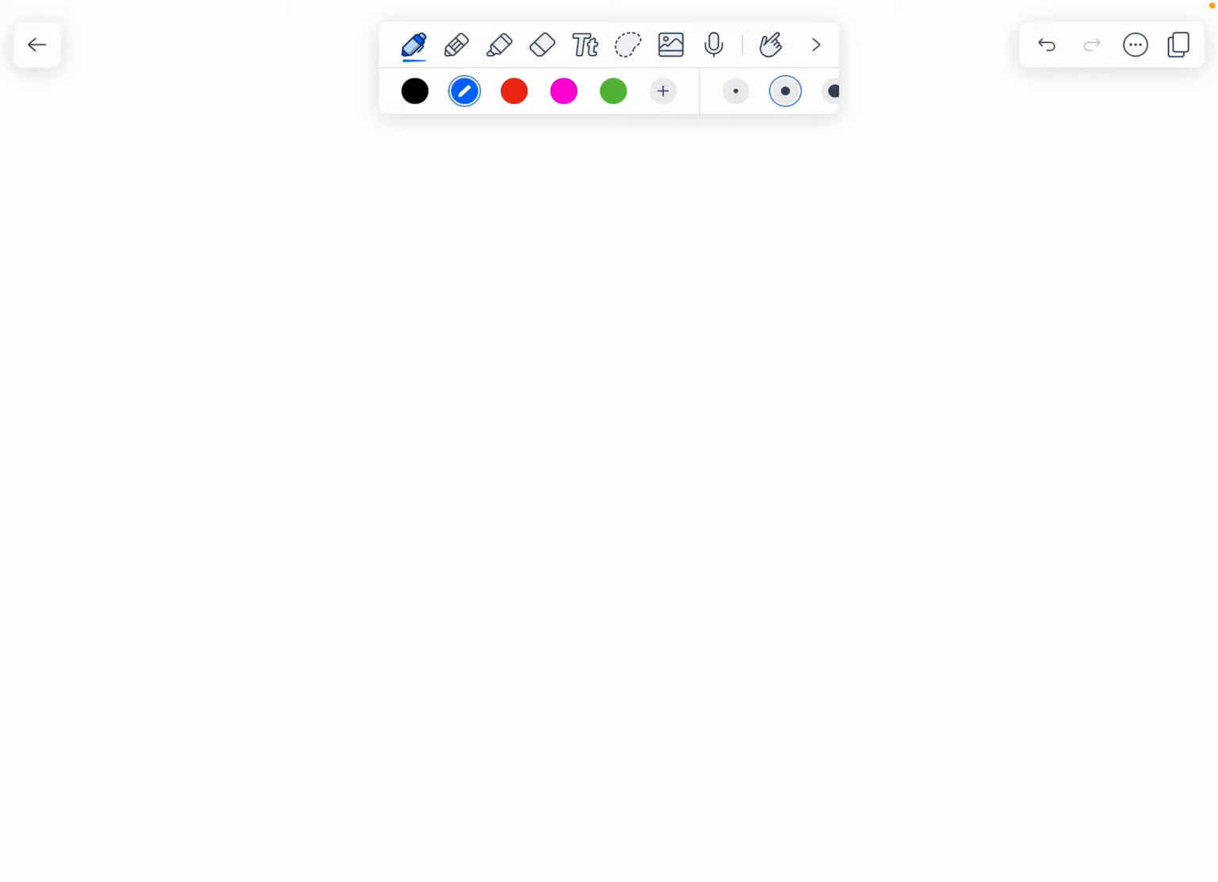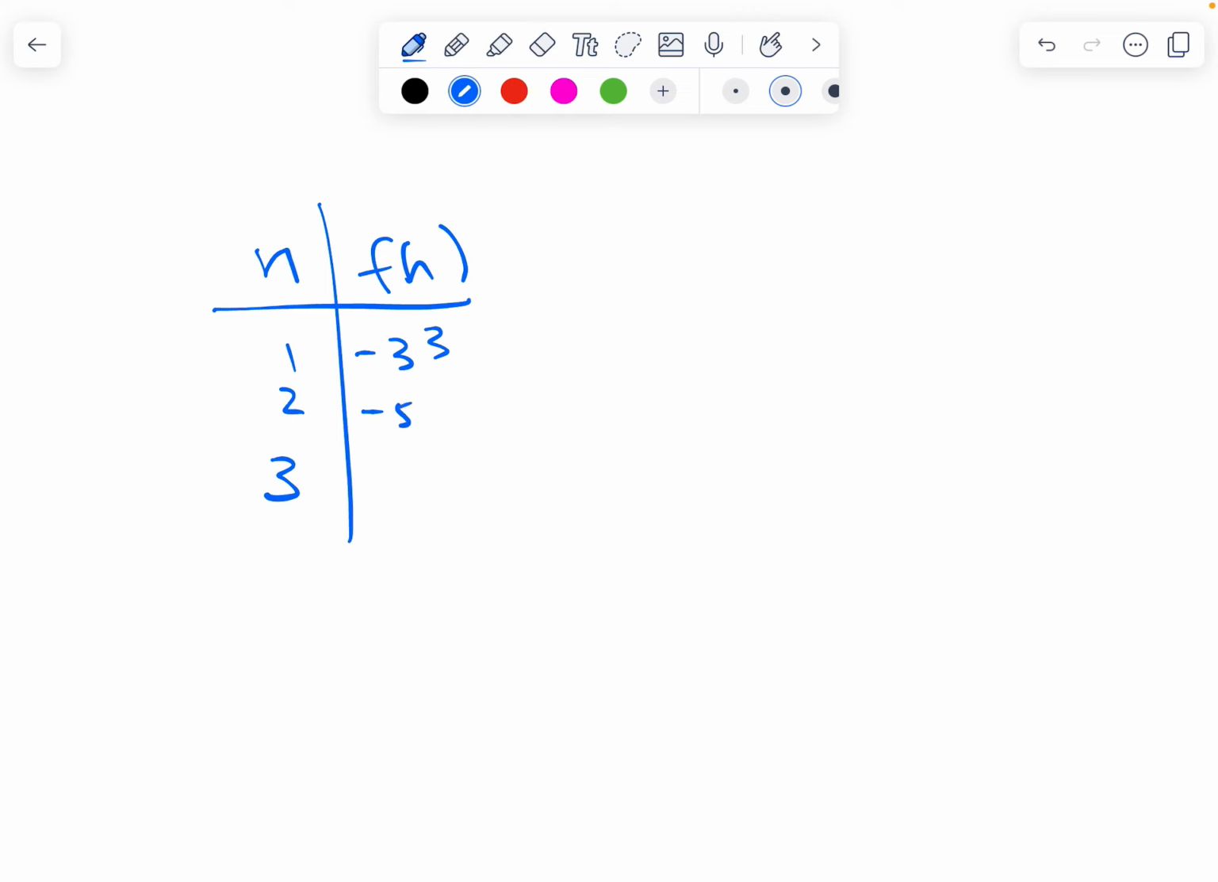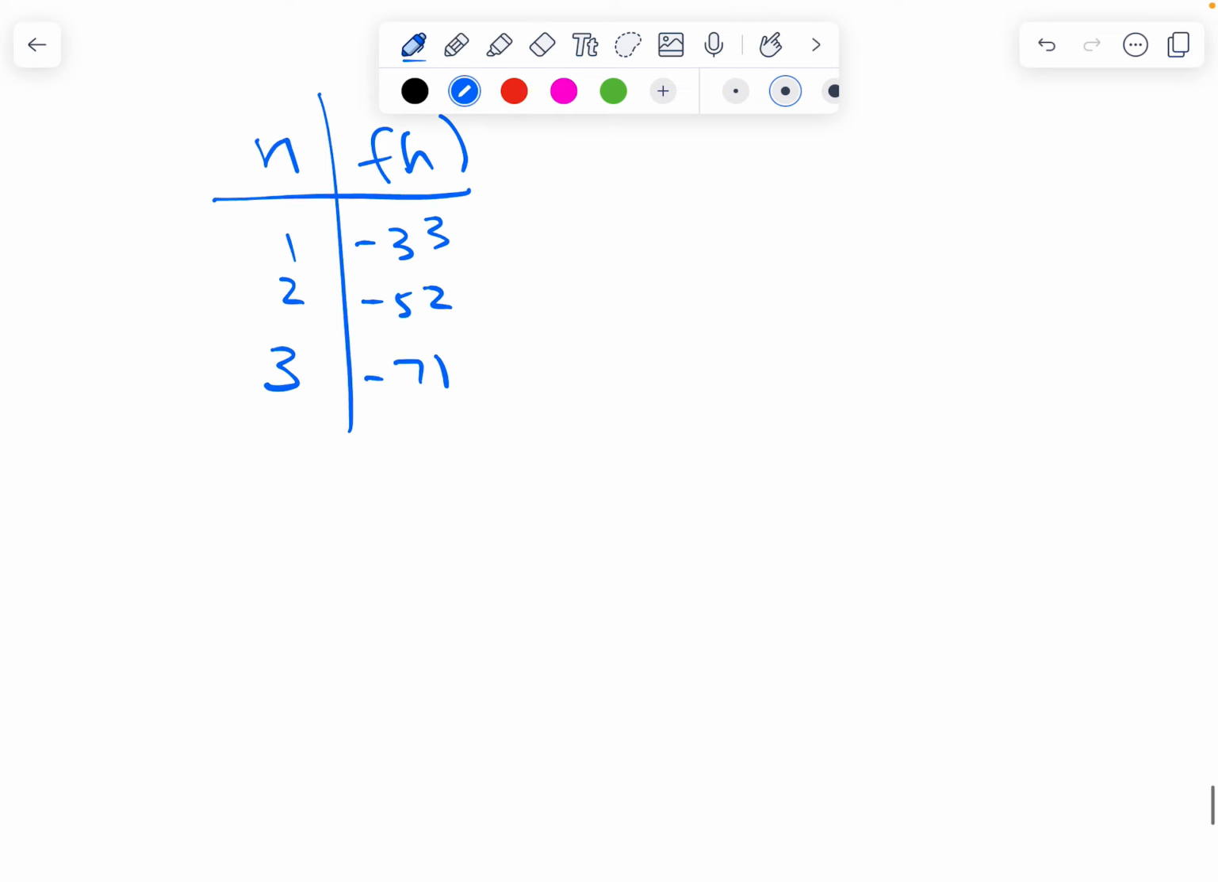Okay, let's go down now, and the last question is writing equations for things. So you've got your table, n and f of n. You've got 1, 2, 3, and -33, -52, -71. And we want an equation, and the equation is going to be useful in case we wanted to find like the 17th term or the 170th term, right? It's going to allow us to see far into the future by extrapolating this pattern forward.